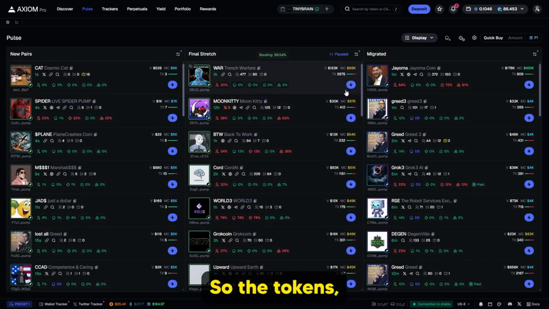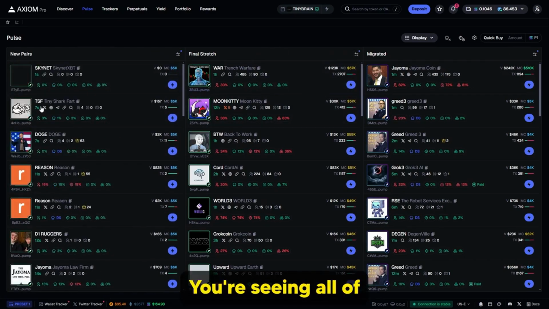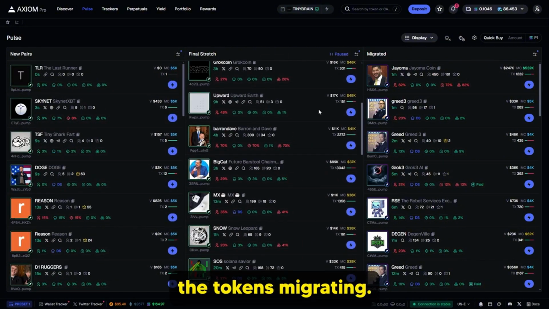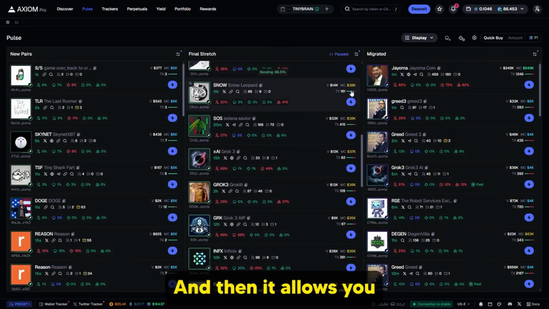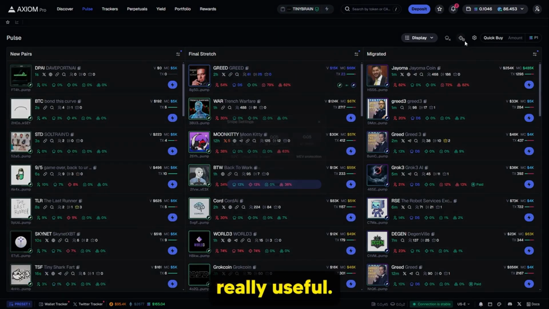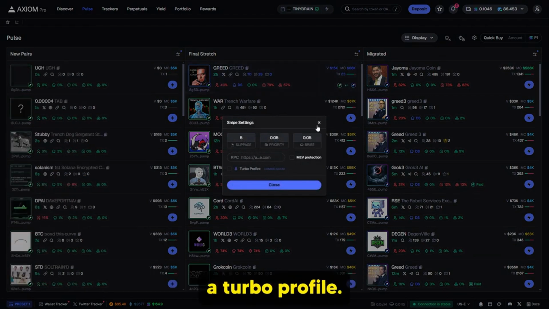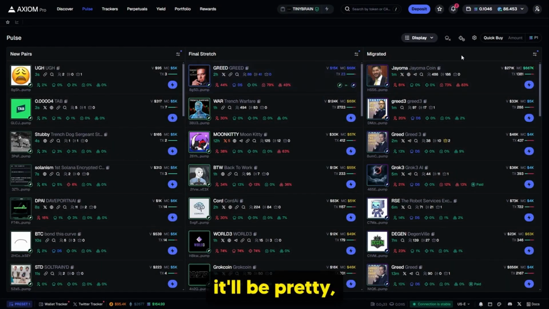So tokens that are migrating quickly, that's going to be something that allows you to get in and out, especially if someone just created a trend. You're seeing all of that here. You can see that, okay, the token's migrating. I'm going to snipe it. And then it allows you to actually get in with decent profit. So it's going to be really, really useful. So just make sure that you have your thing set right there. And of course, they've got a turbo pre-fire. I'm not sure what that is, but I'm sure when that comes, it'll be pretty useful.